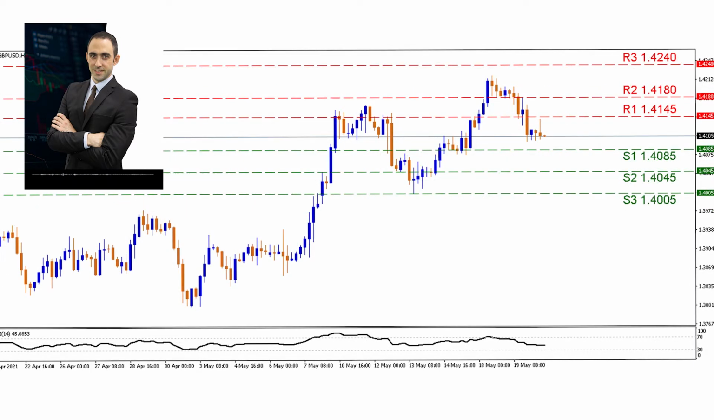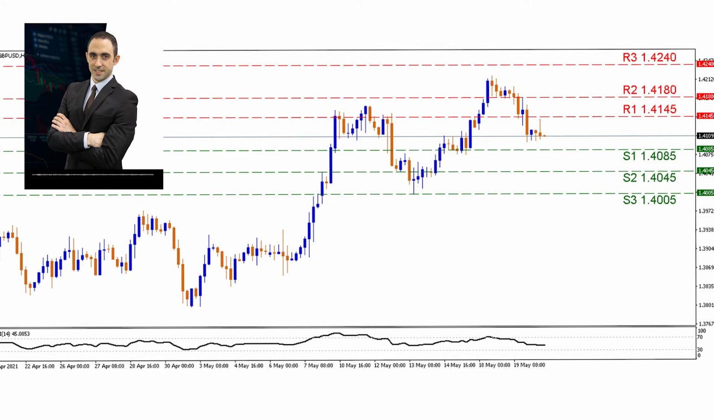Cable is also on the rise in May and has managed to reach new monthly highs in the past days. At the moment, cable is trading between our R1 140.145 resistance and our S1 140.85 support. In the last days, the currency pair was able to break above the R1 and even surpass the R2 141.80 resistance, highlighting the upward momentum in the current month. Yet the bulls were not able to test the R3 142.40 line, thus we think of it as a challenge in case the upward trend is to continue.